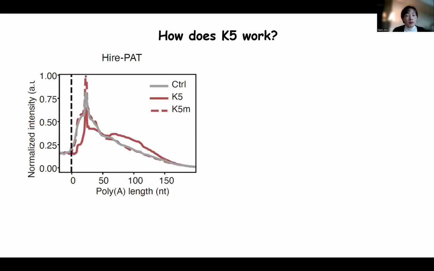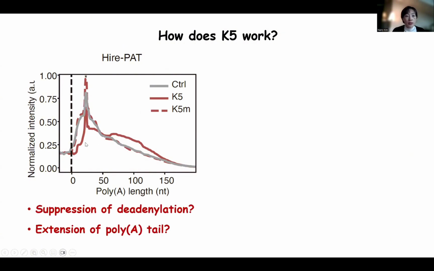We performed a series of experiments, but this particular experiment, called High-PAT, is to measure the poly-A tail length of the mRNA. And when we had K5, this RNA has a much longer poly-A tail distribution, suggesting that this element may suppress deadenylation or induce the extension of the poly-A tail.